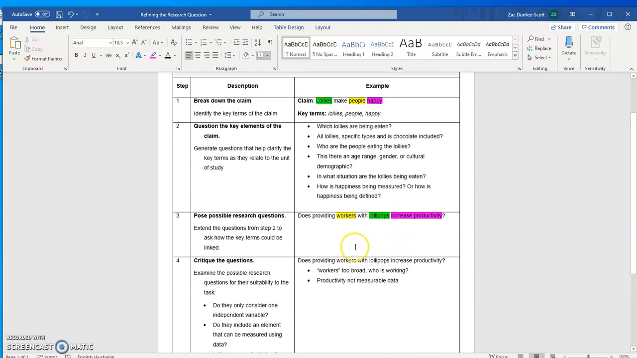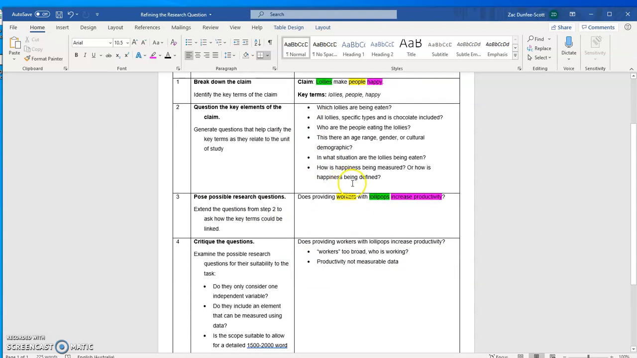And make sure you're still saving all the other information that you find when you're researching as you go along. That's still going to help you write the other parts of your assignment.